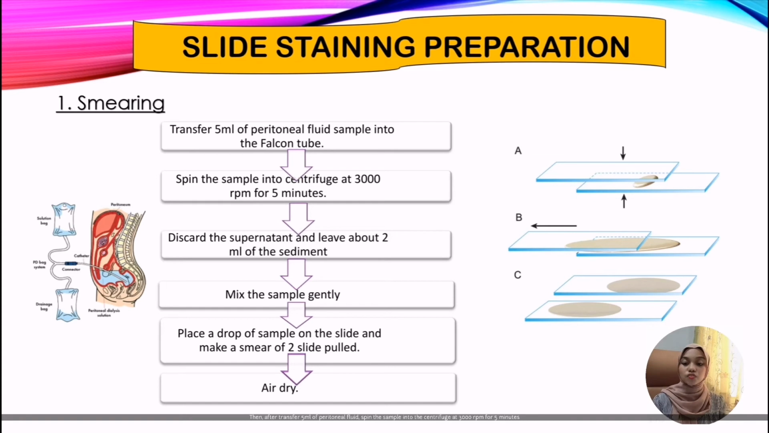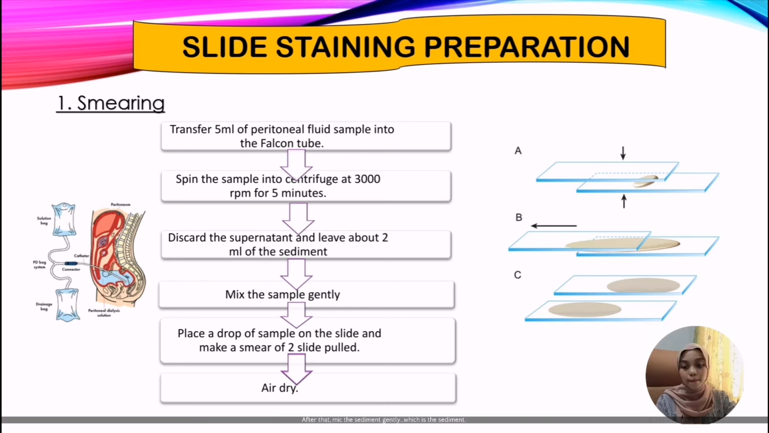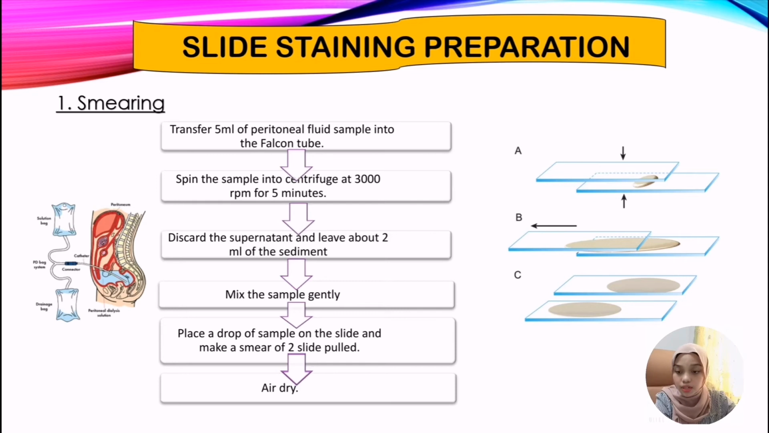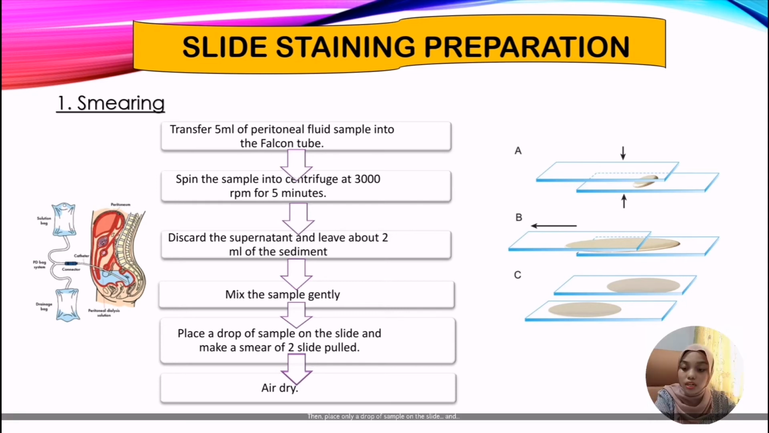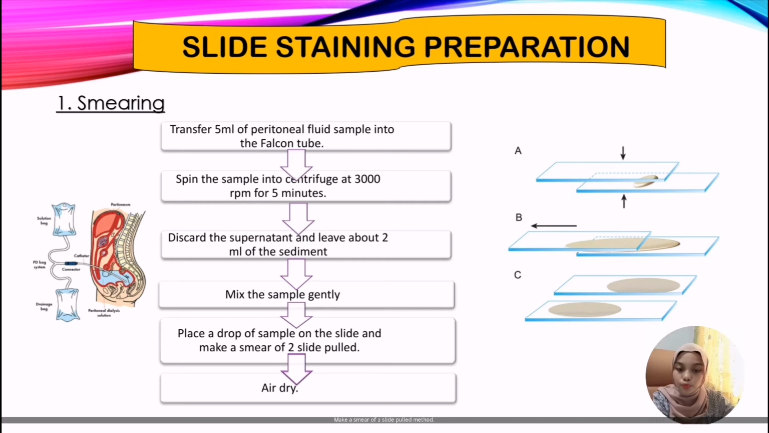Then after transferring 5 ml of peritoneal fluid, we spin the sample in the centrifuge at 3000 rpm for 5 minutes. After centrifugation, discard the supernatant and leave about 2 ml of the sediment. We only need the sediment, that's why we discard the supernatant. After that, mix the sample gently, which is the sediment. Then place only a drop of sample on the slide and make a smear of 2 slide pull. After that, air dry.